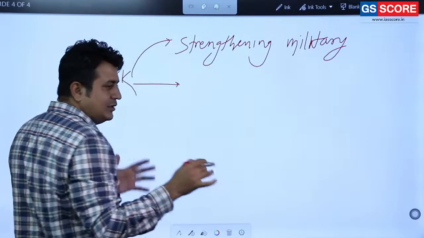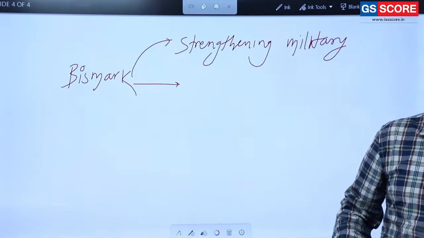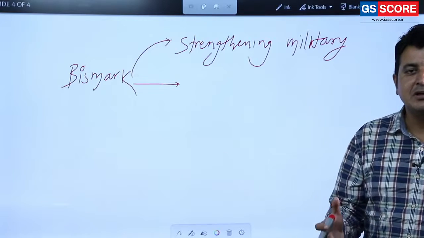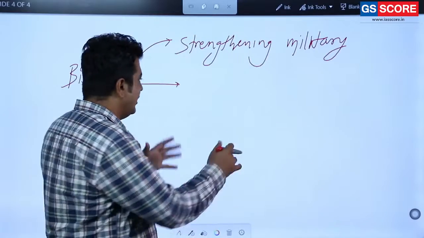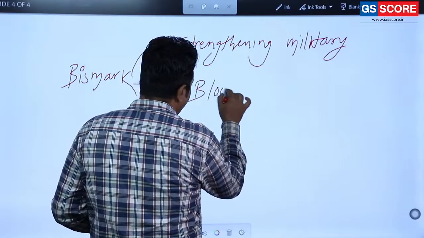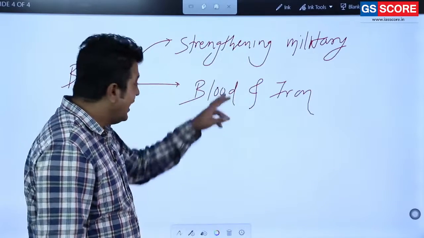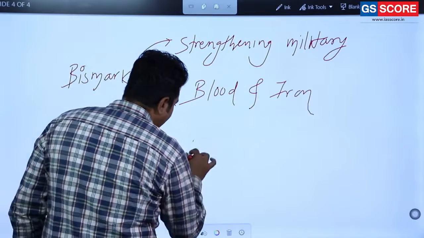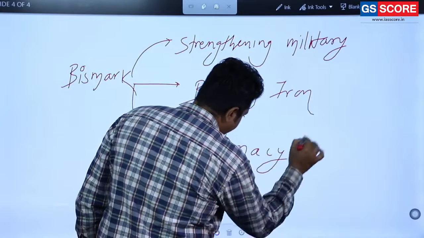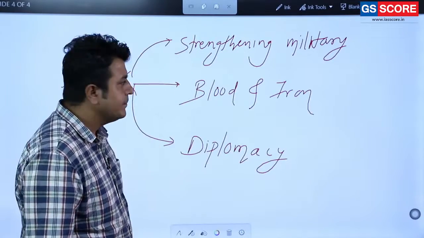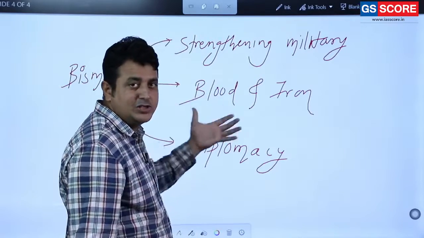So this is the one aspect, strengthening the army. Next, he made a very famous statement, that none of the great problems in the world are solved through debate and discussion, they are only solved through the policy of blood and iron. That is, he was advocating the policy of war. So the next important aspect is the policy of blood and iron. At the same time, he followed diplomacy as well.